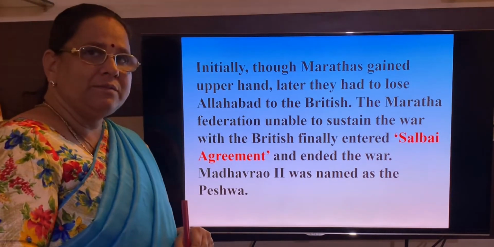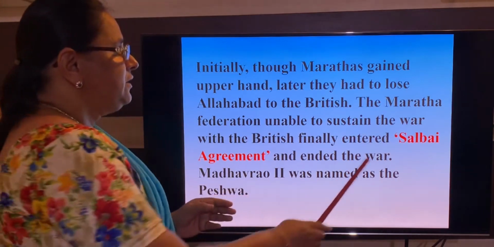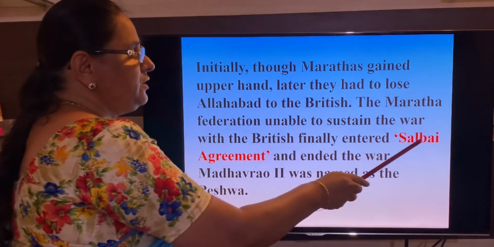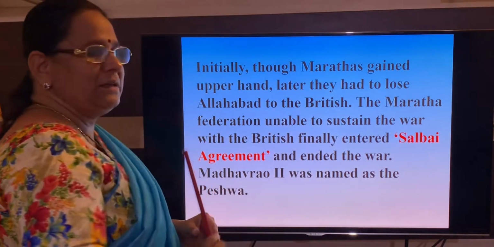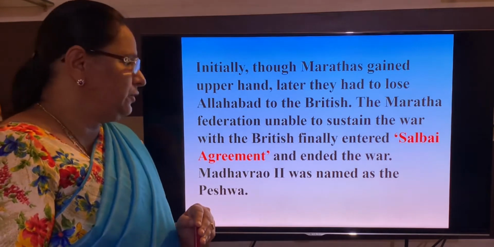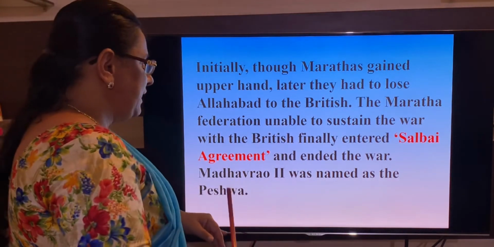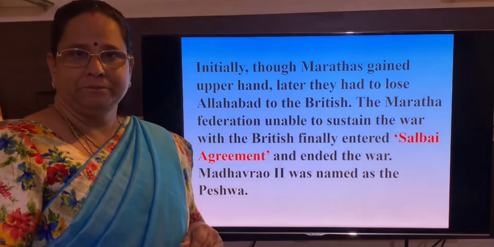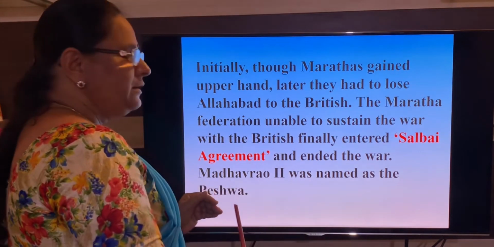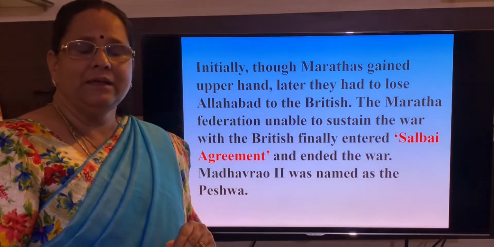Now, due to this, the Maratha were forced to sign the Treaty of Salbai. Remember, you will say Treaty of Salbai, or the Salbai agreement. The Maratha had to sign it with the English. According to this, Madhav Rao II was the next Peshwa, who was declared by the English.